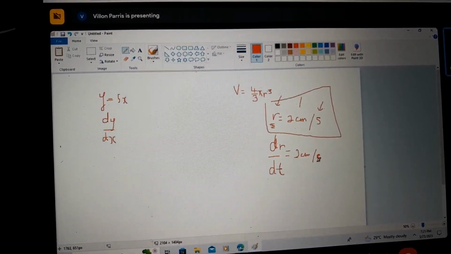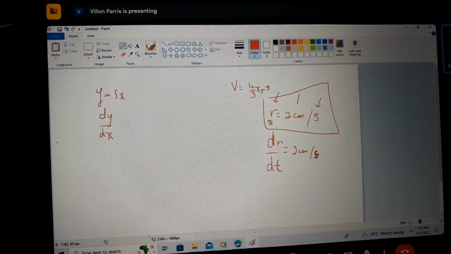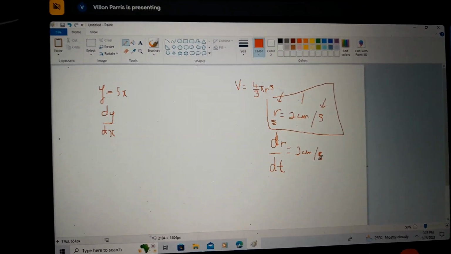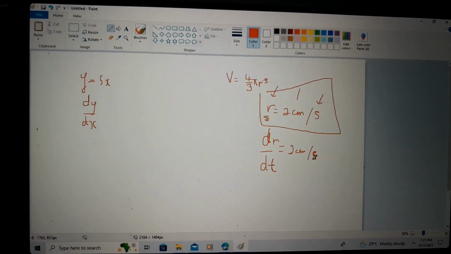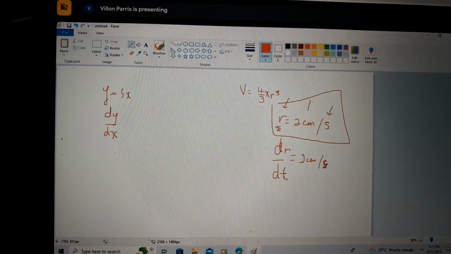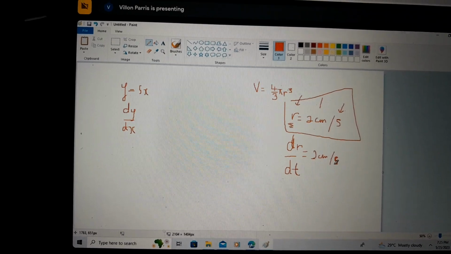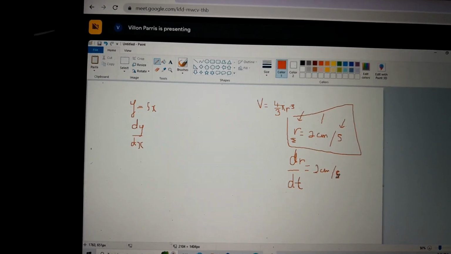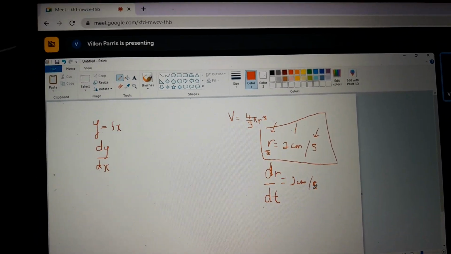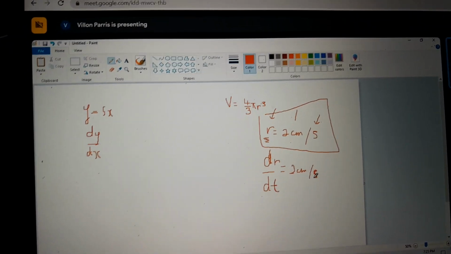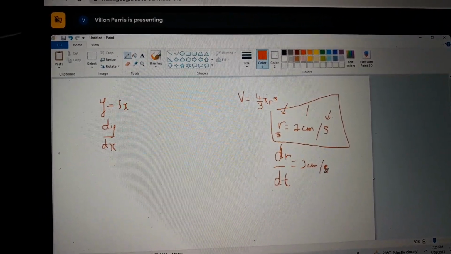Air is being pumped into a spherical balloon at the rate of 54 centimeters cube per second. Let me read that again. Air is being pumped into a spherical balloon at a rate of 54 centimeters cube per second.